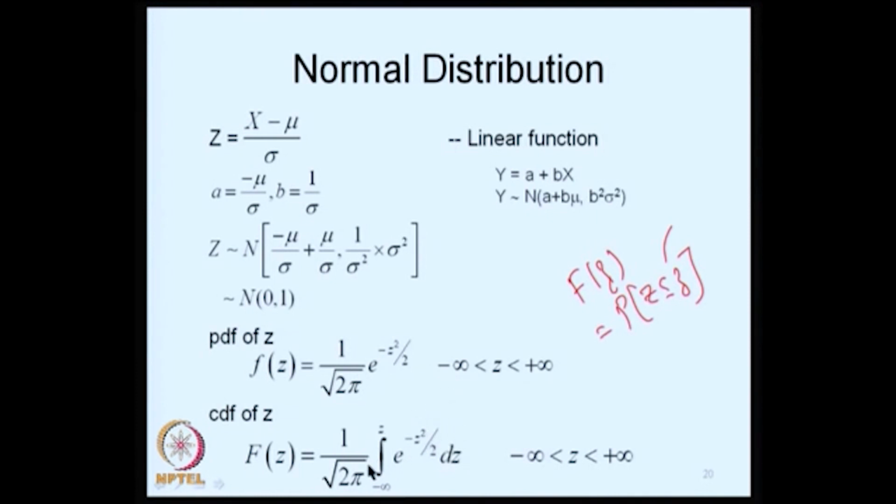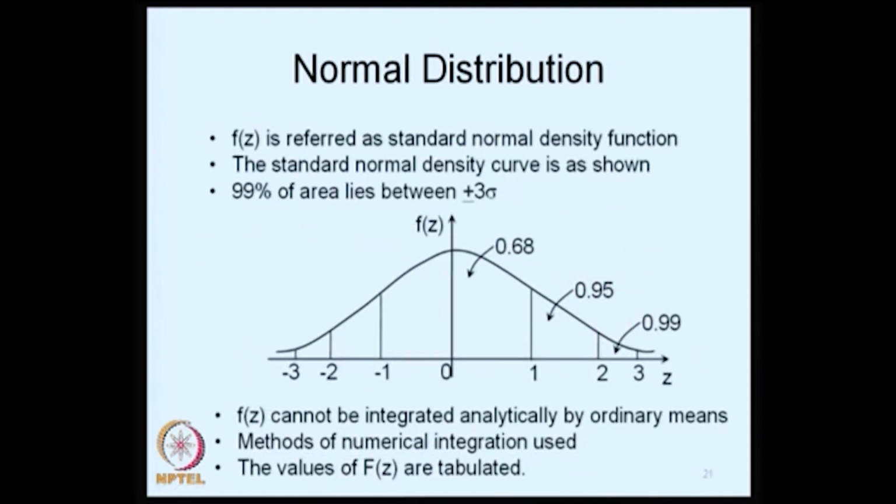However, again the integration of this is not easily possible with our usual routine methods, and therefore, we have to go for numerical integration. But the advantage here is that because it has a 0 mean and unit variance, it does not have any parameters, and therefore, for a specified value of z, you can integrate this and then give the integral values, that is probability of z being less than or equal to z for various values of z, and that is what is done using the numerical integration.